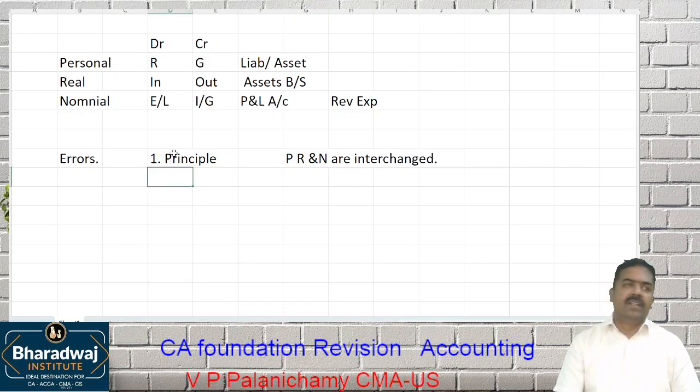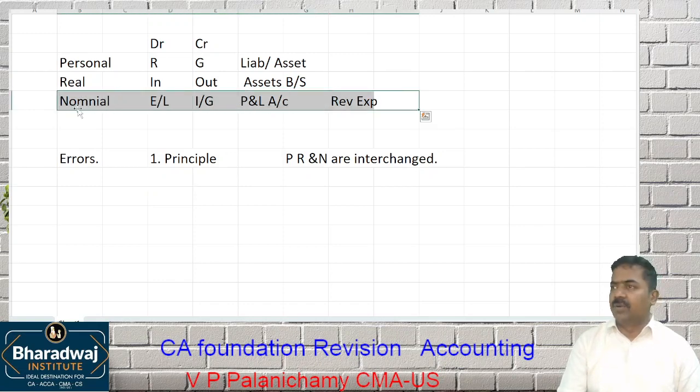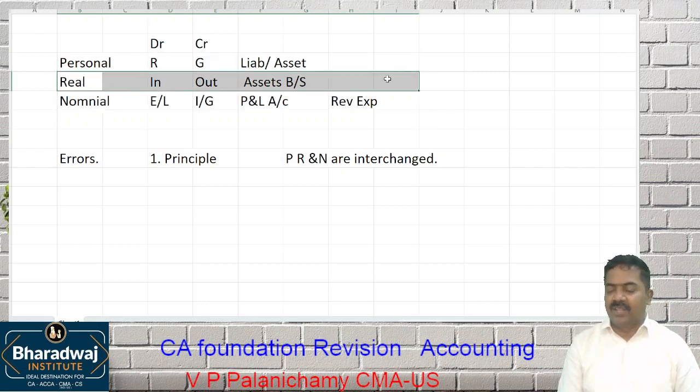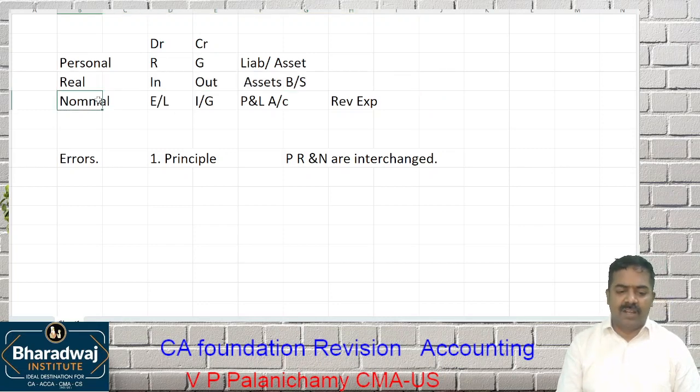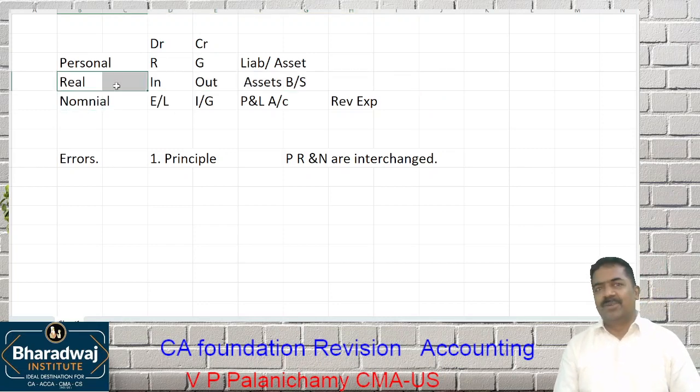For example, you are purchasing a machine spare part for repair. Should it be taken as an asset or expense? You are just purchasing a part for replacement, repairs. That should be taken as a revenue expenditure, nominal account. But instead of that, you have debited machinery account. You should have debited repairs and maintenance account, which is a nominal account. Instead of a nominal account, you are recording in a real account, which is an error of principle.